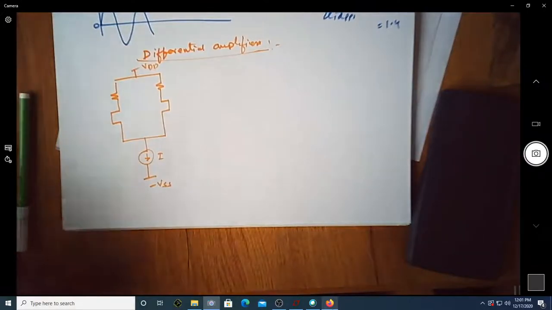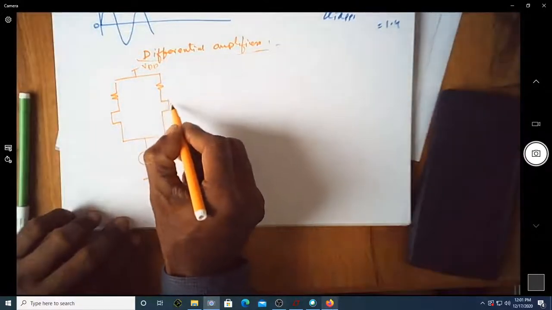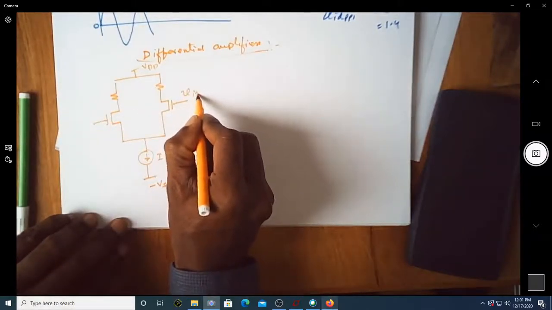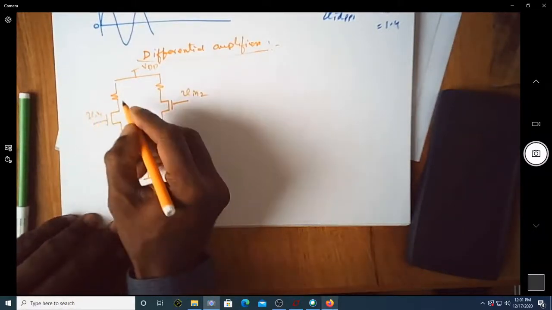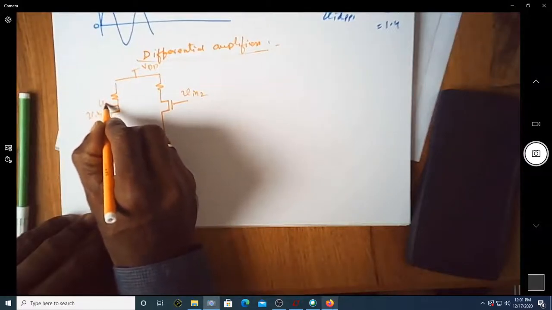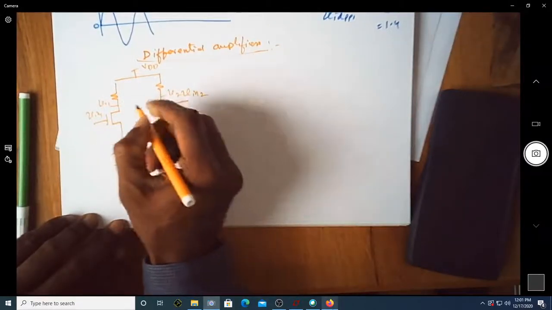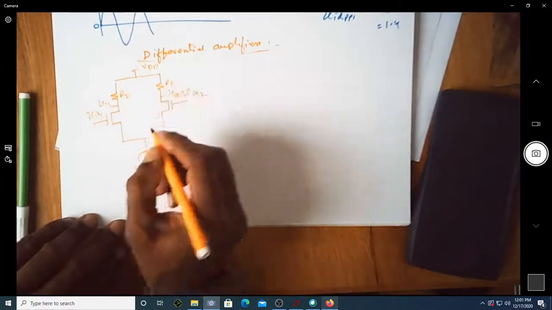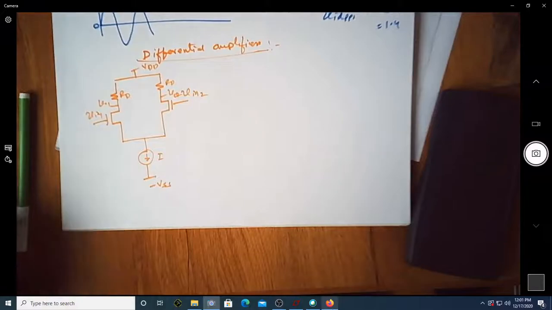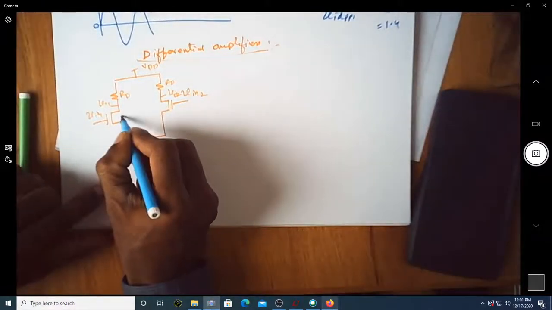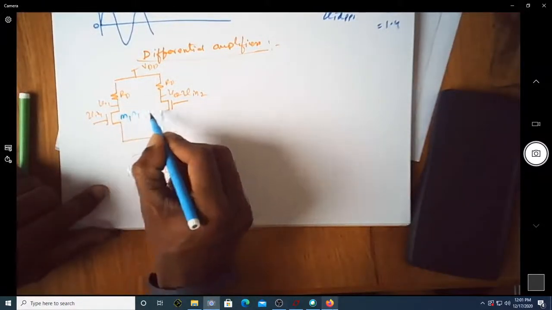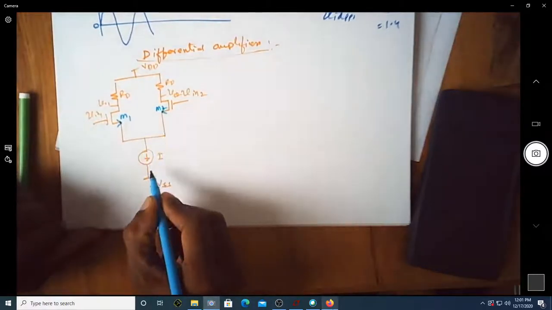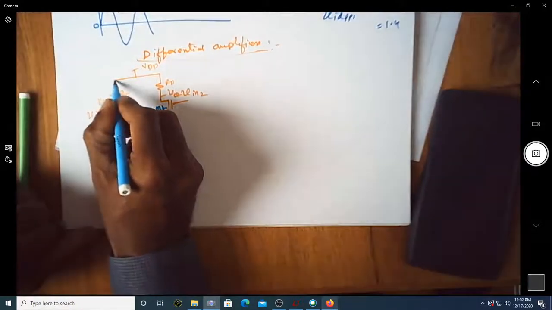and then let me write this is V in 2, let us write as V in 1. So this is V01, this is V02. Let us always consider for the first analysis it has the matched transistors, so matched resistors also. This is M1, M2, so this is the NMOS transistor.